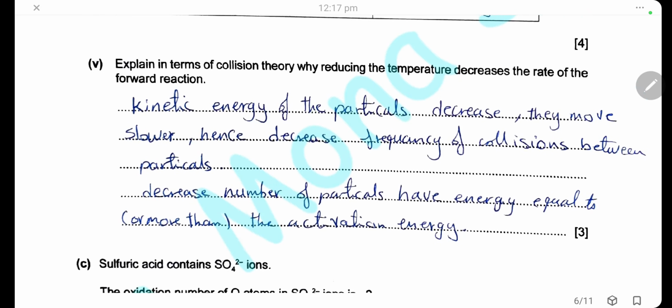Explain in terms of collision theory why reducing the temperature decreases the rate of reaction. Decreasing the temperature, the kinetic energy of the particles will decrease, and the particles will move slower, so the frequency of collisions between particles will decrease, and we will have fewer particles having energy equal to or more than the activation energy, and of course this will decrease the rate of reaction.